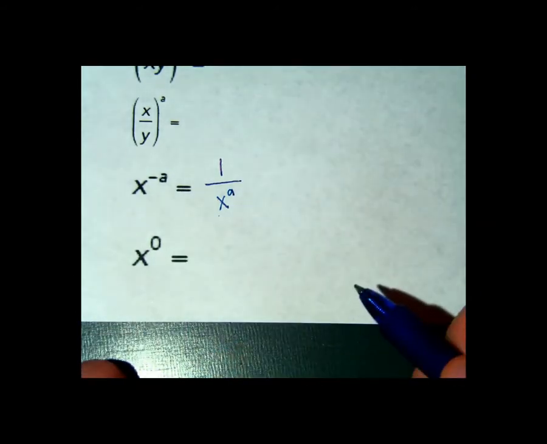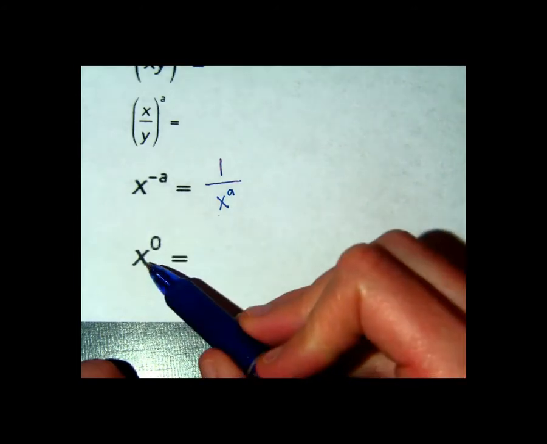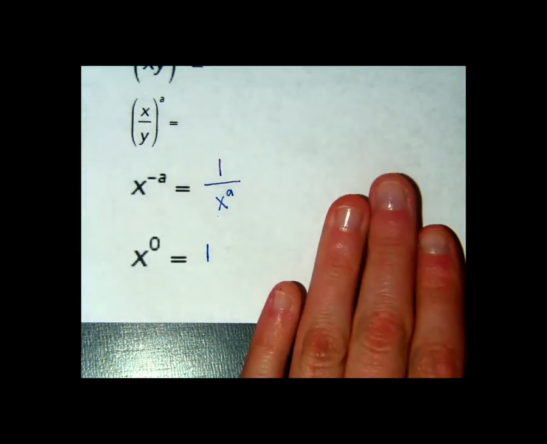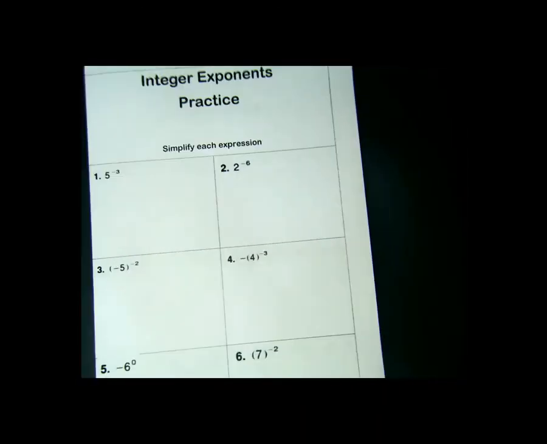The next one is 0 exponents. Anything raised to the 0 power is 1. These are the 2 rules we're going to focus on today. We're going to look at some examples with that on this next foldable. So this we will come back to throughout. Let's look at the next foldable, which is integer exponents practice.